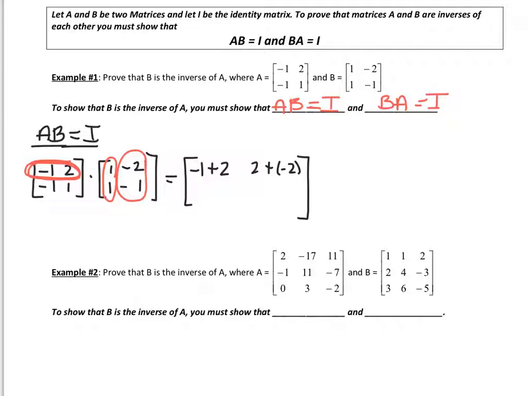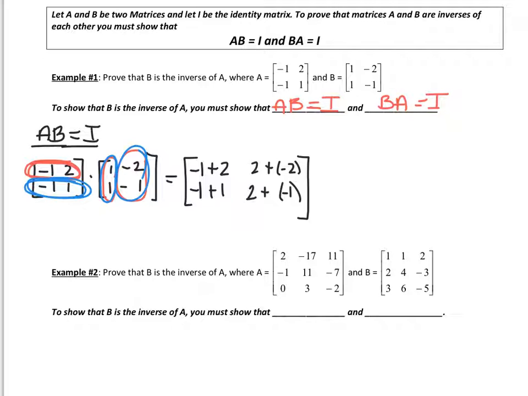Okay. Now we're going to do the second row. So now take -1. -1 times 1 is -1. -1 times 1 is 1. And now we'll have this row by this column. So -1 times -2 is 2. And then -1 times -1 is a -1.